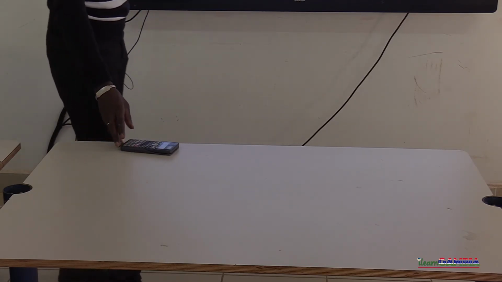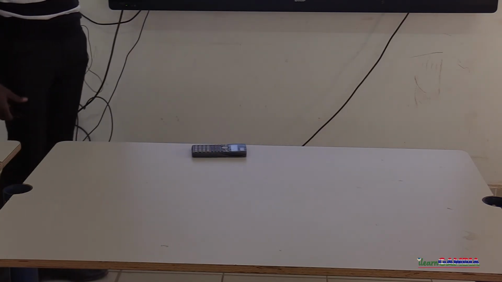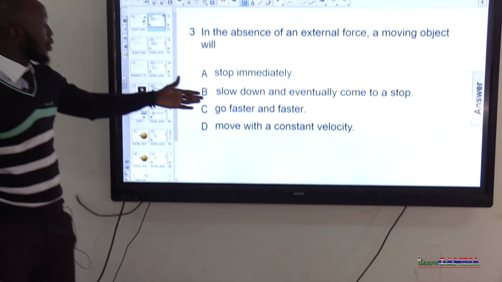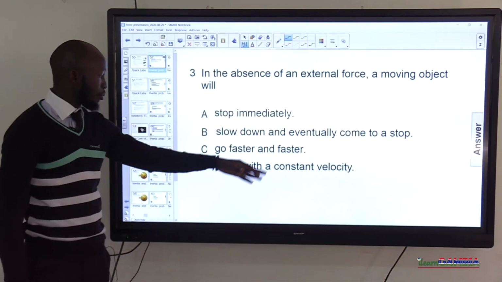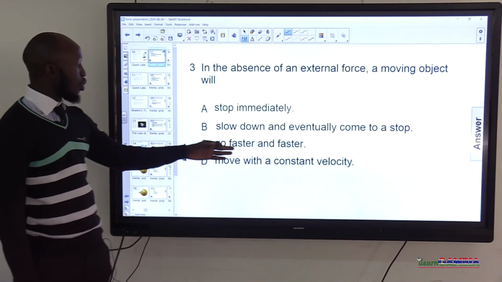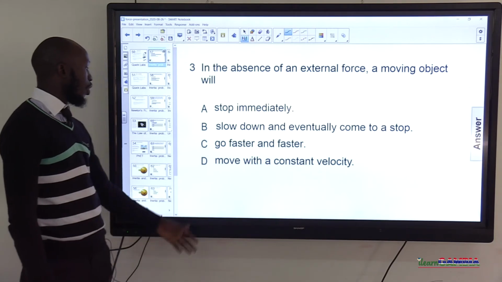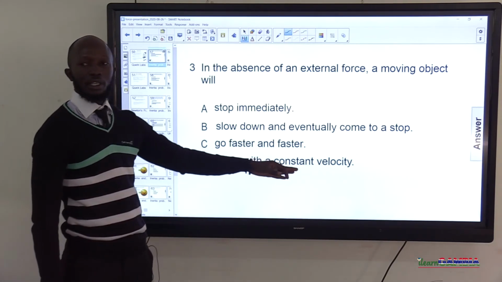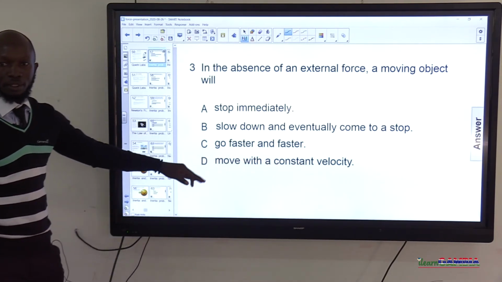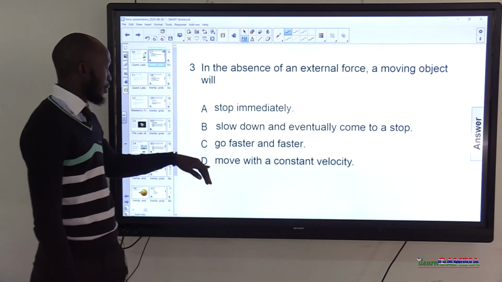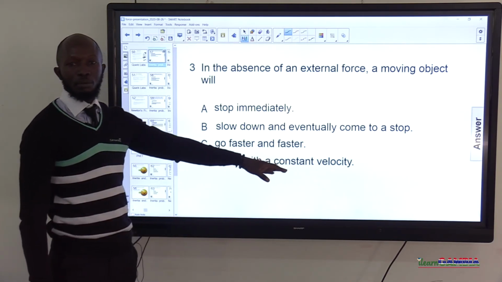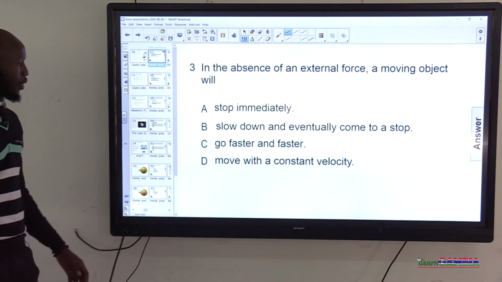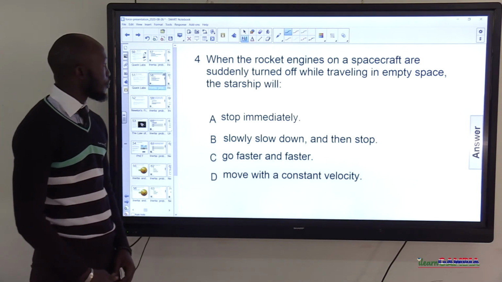What is going to happen to this object? Is the object going to stop immediately? Or is it going to slow down and eventually come to a stop? Or is it going to go faster and faster? Or is it going to move with a constant velocity? In this case, D would be the right answer. The object would be moving with a constant velocity, right? Because there is no external force.